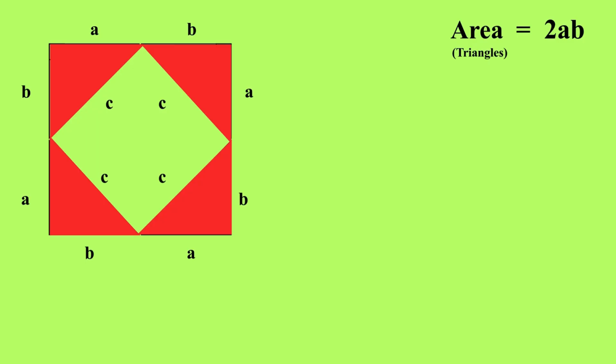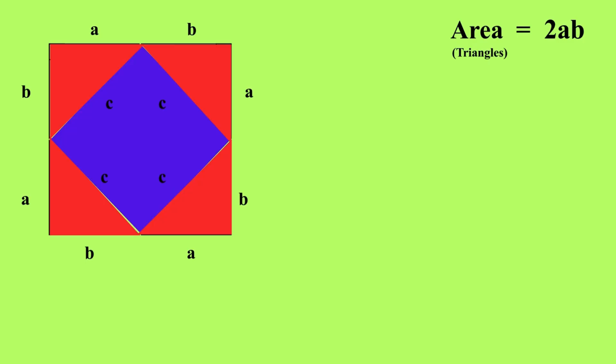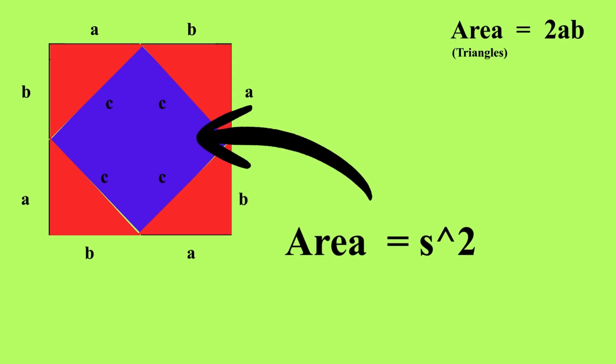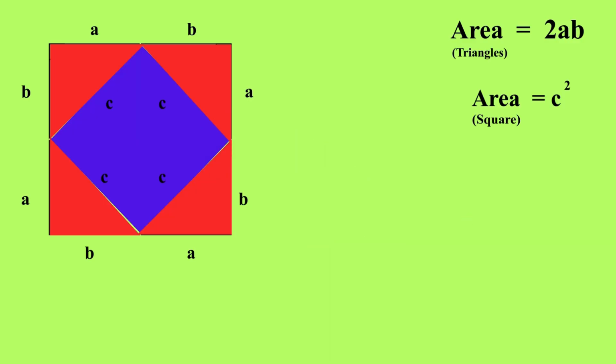Now let's take a look at the square that is inscribed in the middle. We know that the area of a square is just s squared, or side squared. So the side lengths are c, which means that the area is c squared. And that's the area of our square.